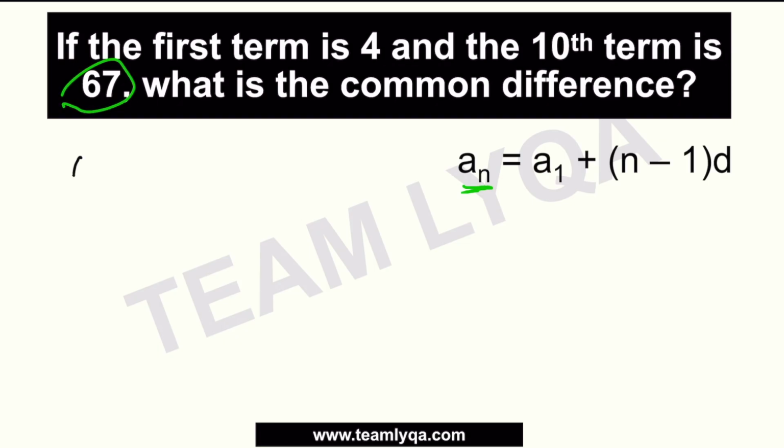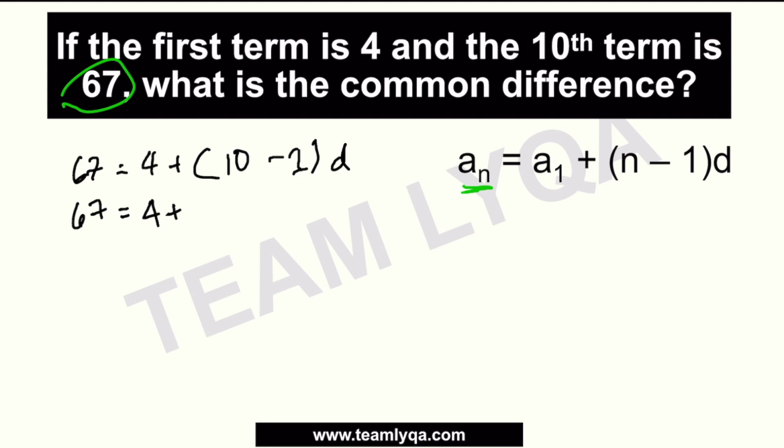So, lalagay natin dito, 67 is equal to the first term, which is 4 plus yung number, so 10th term siya, so this will be 10 minus 1 times the d na hindi natin alam ngayon. So solve lang natin ito. 67 is equal to 4 plus 9d. 67, ilipat natin yung 4 dito sa kabilang side. So magiging 67 minus 4 is equal to 9d. 67 minus 4 is 63 is equal to 9d.